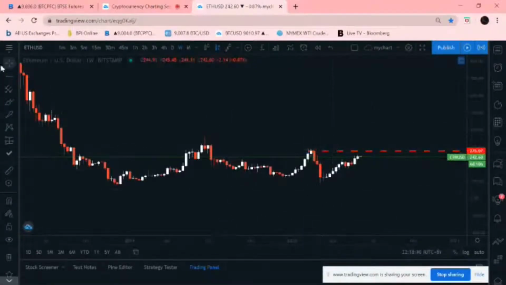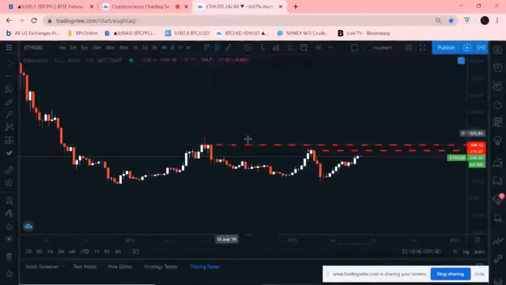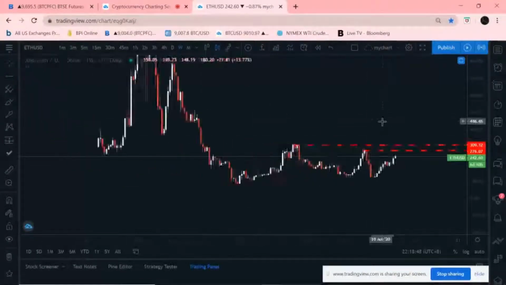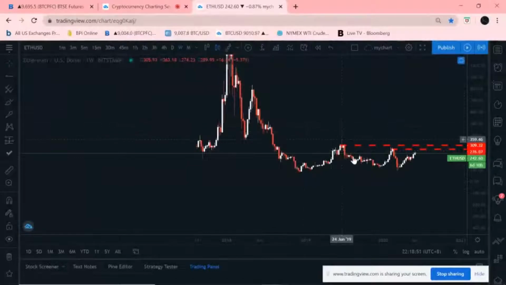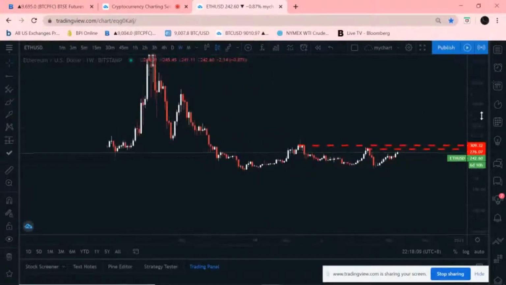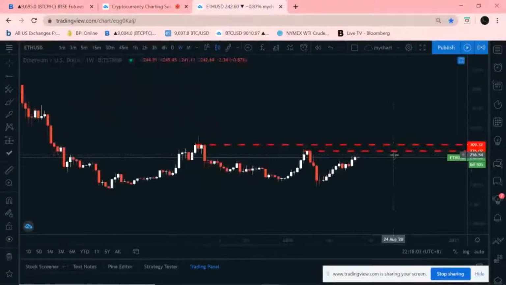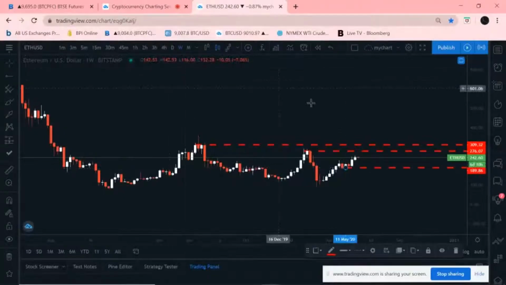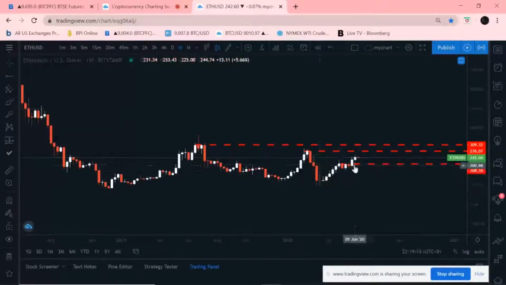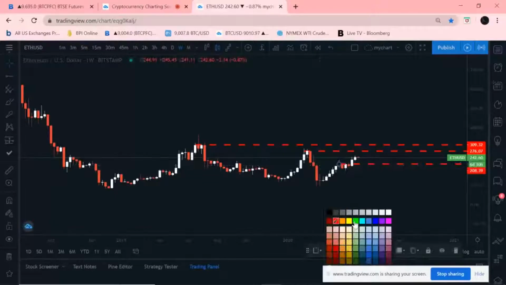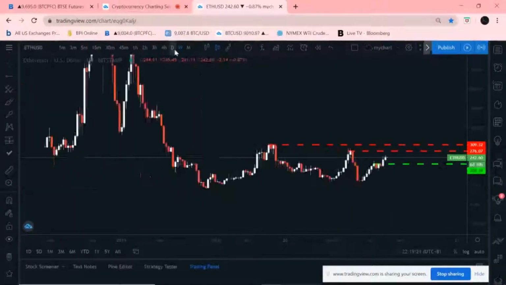And of course, if it breaks that area, this one is also a strong resistance, which is around $309. And if it breaks that area, I think the next possible support area is around $400. And of course, possible support if it fails to break out on the weekly is this one around $208. So now let's move on to the daily chart.